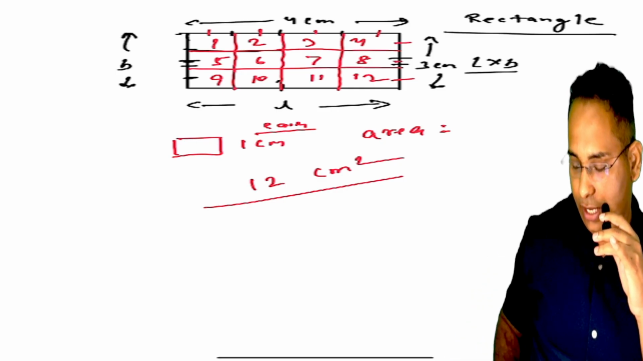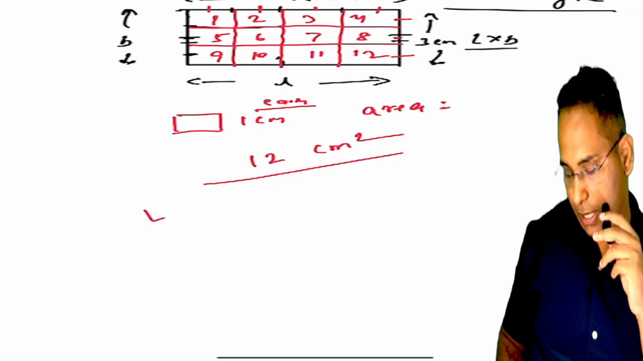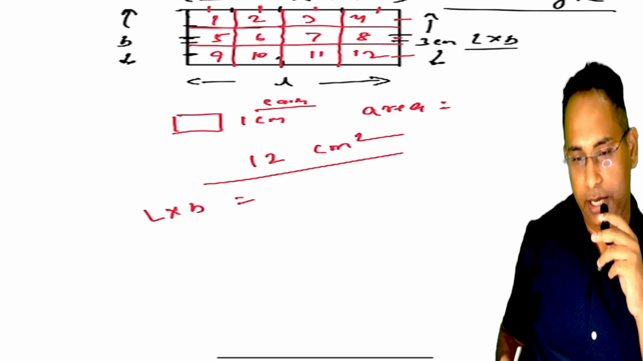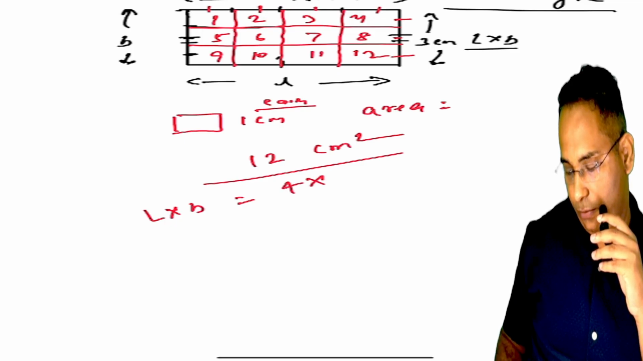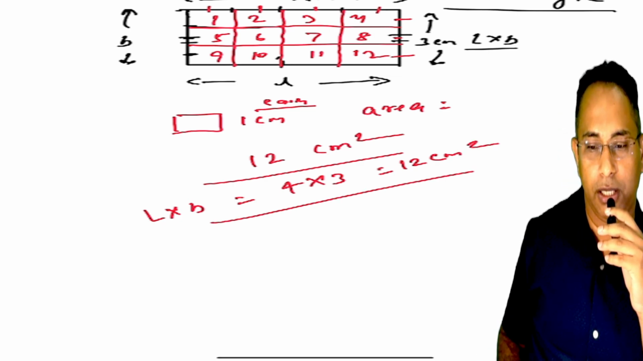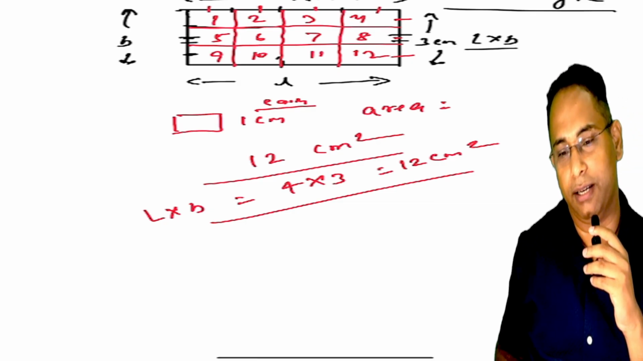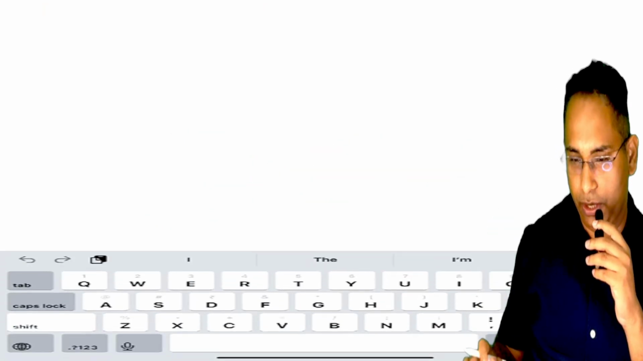Then how did we get this? For simplification, if we just multiply length into breadth, then we can get the area of this rectangle. For that, we can just write 4 into 3 is equal to 12 centimeter square. Now you learned how the formula of the rectangle is derived. Now come to cylinders.